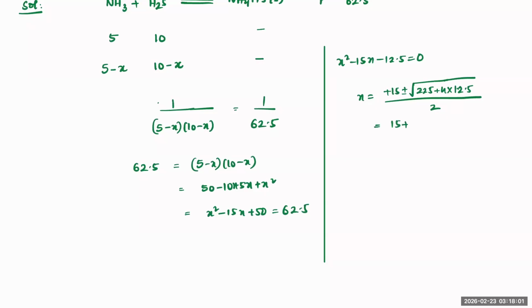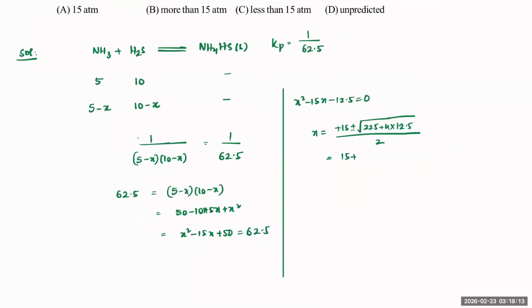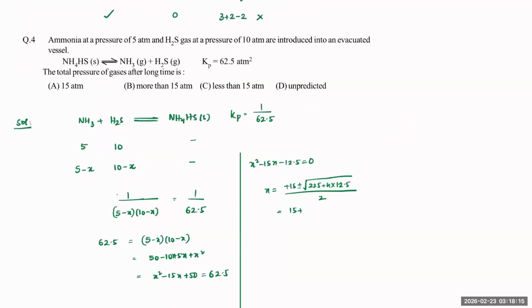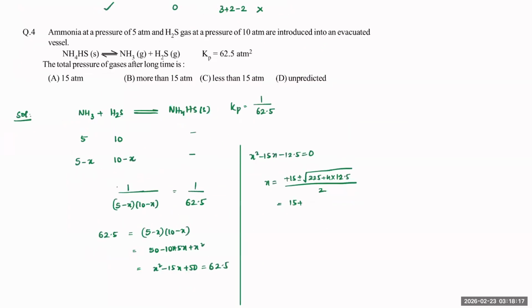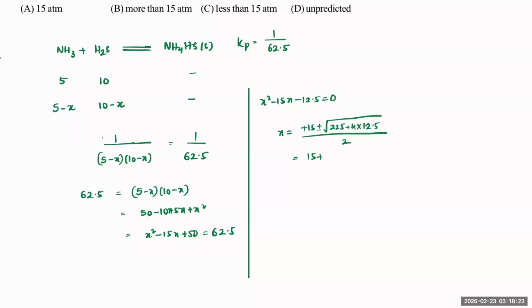Plus, something, I made a mistake here. 50. Oh, sorry. Yeah, I made a mistake here only. Oh, okay. See, check out.